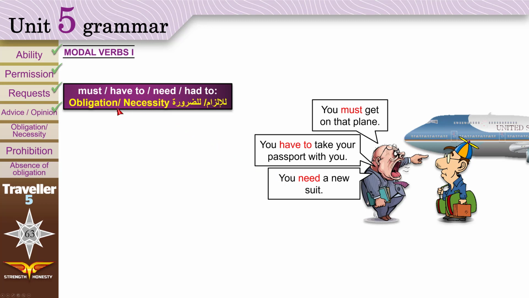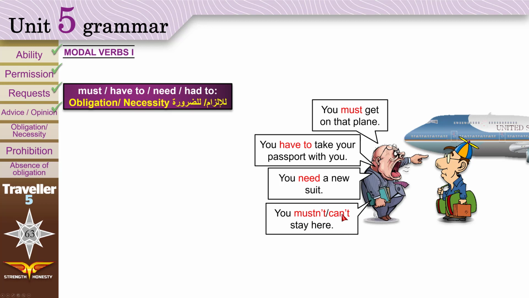Need expresses necessity, which is not as strong as obligation. Obligation, very strong. You must do. You have to do this. You need is not as strong. You mustn't stay here. You can't stay here.